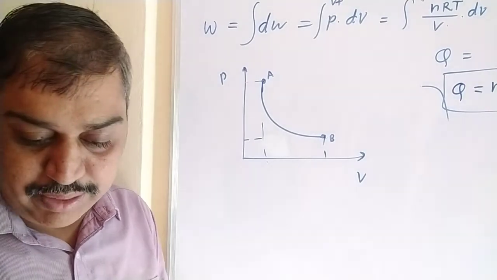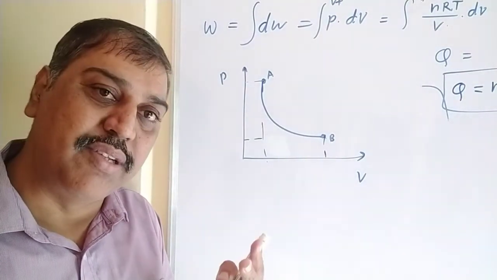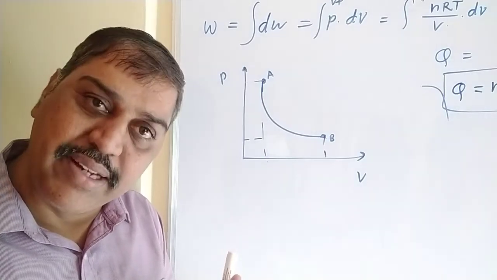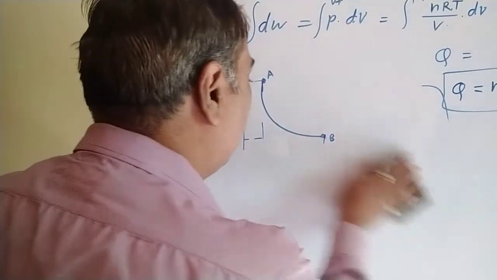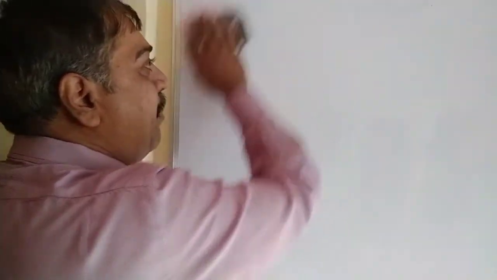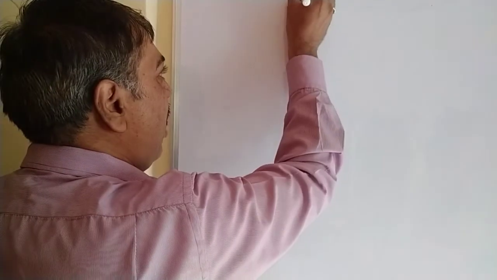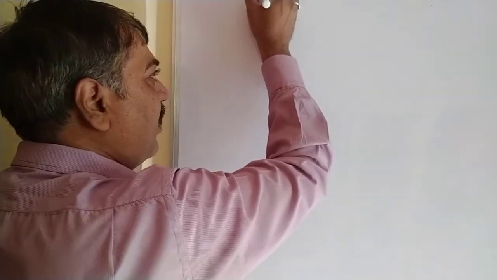Now let's go to the next one, that is nothing but the isobaric process. Up till now we have seen reversible and irreversible processes and the isothermal process. Now the third one is the isobaric process, the third thermodynamic process that we have to learn.